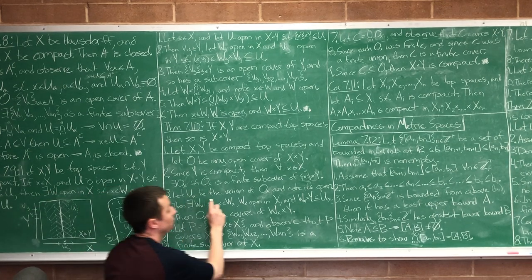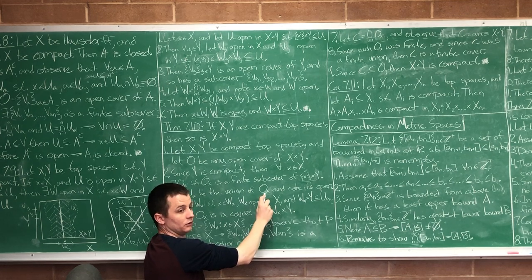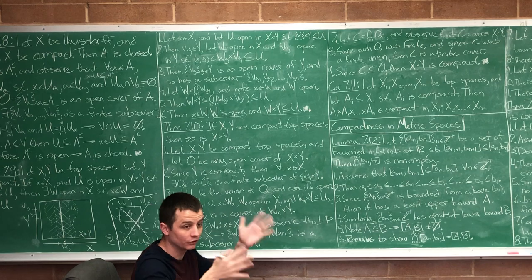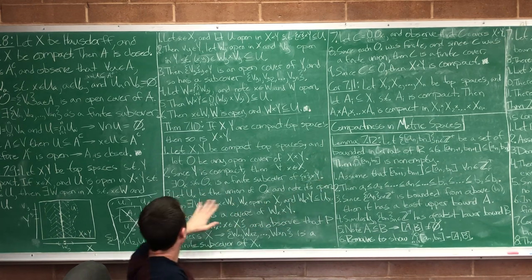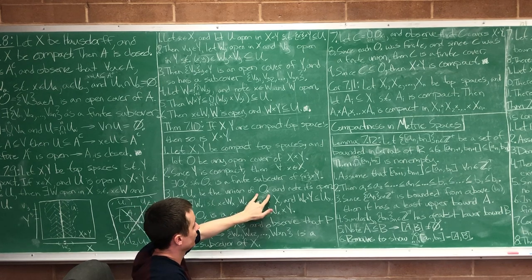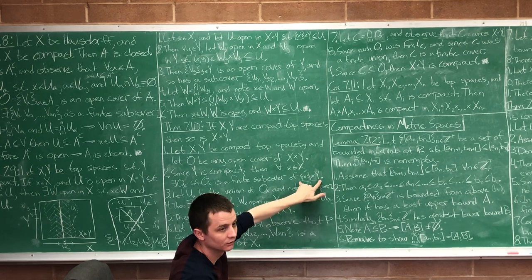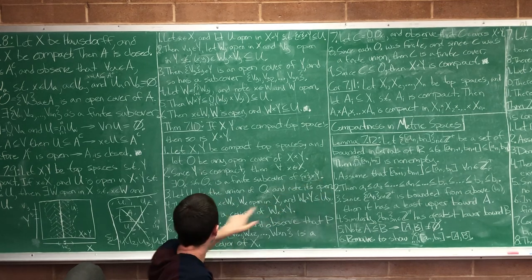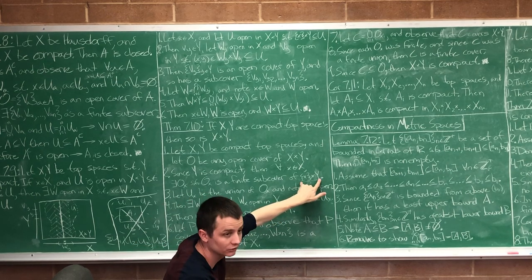Let U sub x be the union of all of O sub x. O sub x is a collection of open sets whose union contains this. Let U sub x be the union of all those sets, and note that U sub x is open, and it's also going to contain this whole set. So U sub x is an open set that contains little x cross y.